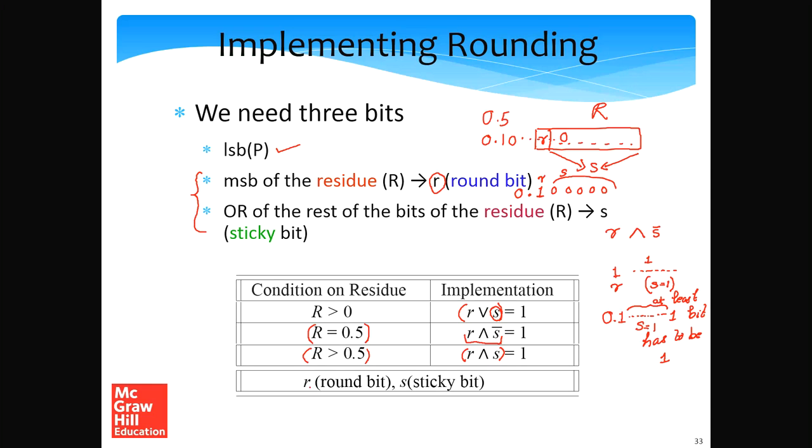So we thus see that keeping the R bit, or the round bit, and the S bit, the sticky bit, and just computing them when our output is being created, will help us get all the conditions to implement all four rounding modes.